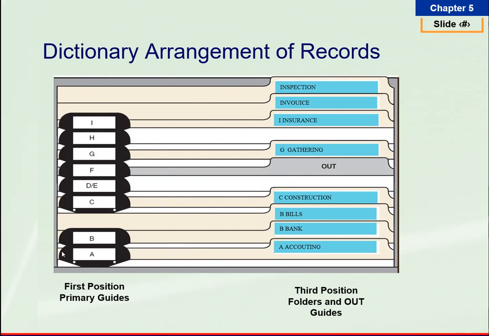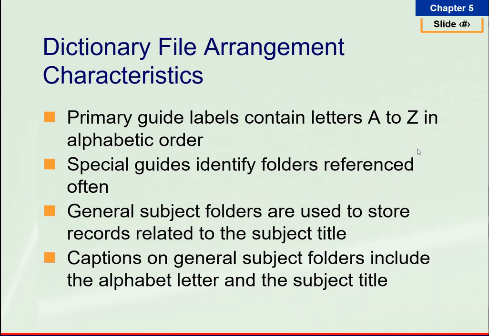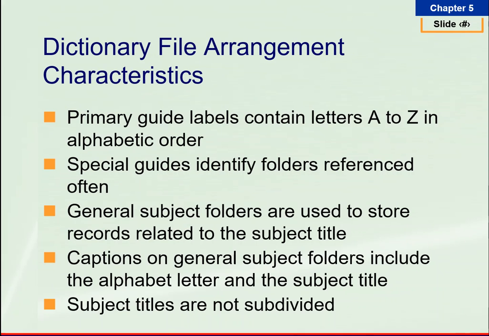Okay, alphabetic letter. This is the alphabetic letter, and this is what we call the subject. For I, this is the alphabetic letter I, and this is the subject: insurance, invoice, and inspection. And the last one is the caption on general subject. We have discussed this. Subject folders include the alphabetic letter and the subject. I have shown you before, and the subject titles are not subdivided. So this is what we call the dictionary file arrangement.